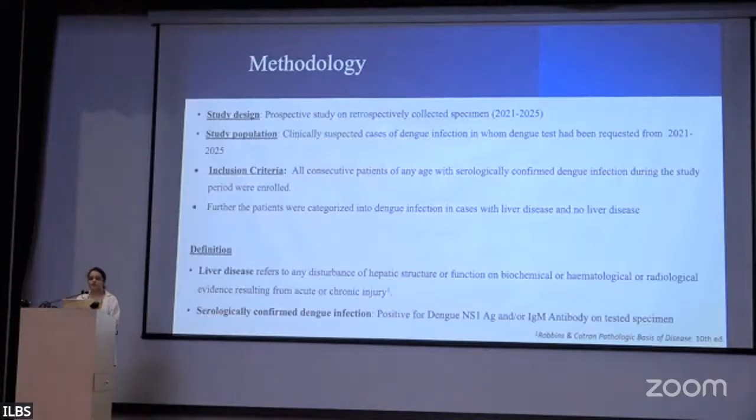So it was a prospective study on retrospectively collected specimens from 2021 to 2025. Clinically suspected cases of dengue infection in whom a dengue test had been requested from 2021 to 2025 were considered in the study population. All consecutive patients of any age with serologically confirmed dengue infection during the study period were enrolled in the inclusion criteria. Further, these patients were categorized into liver disease patients and no liver disease patients. Serologically confirmed dengue infection patients were positive for dengue NS1 and/or IgM antibody on the tested specimen.